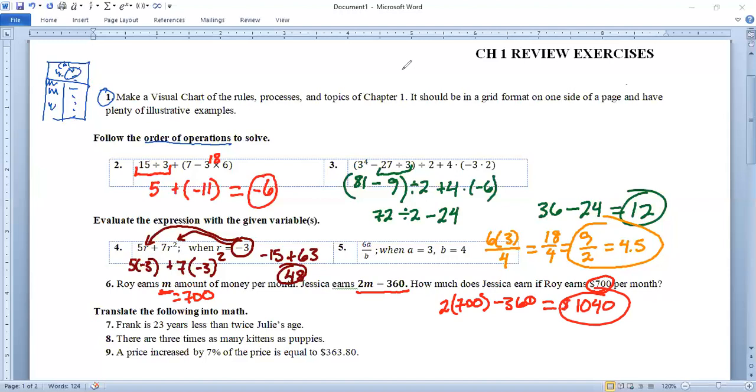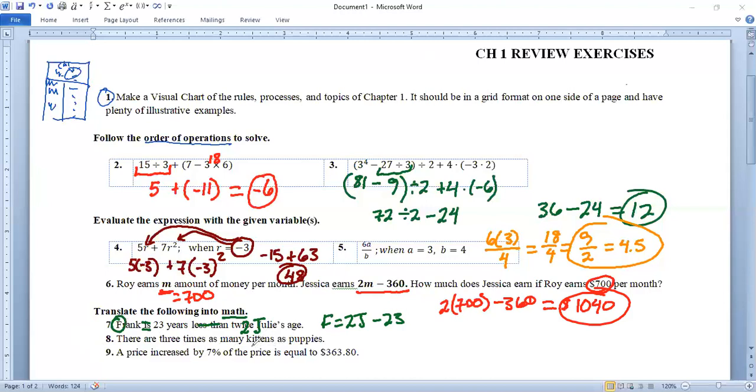All right, number 7. Translate the following into math. Frank, we're going to make that an F. Frank is, there's our equal sign right there, 23 years less than, but that subtraction, remember, the 23 is being subtracted from twice Julie's age. All right, so we get Frank is 23 subtracted from twice Julie's age. Good.